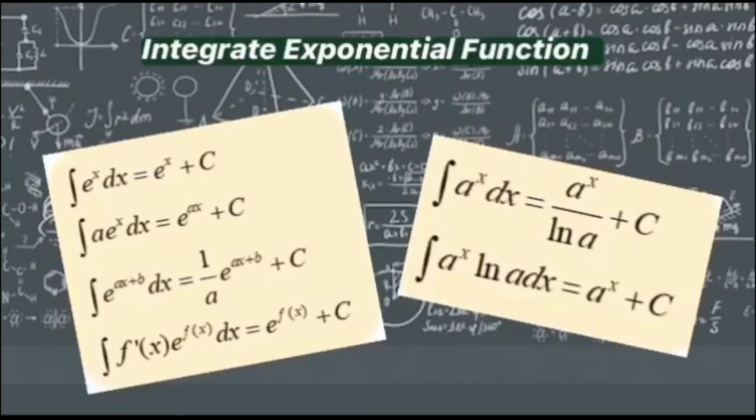Let's take a look at the next one. The next one is integral a to the power of x with respect to x equals a to the power of x divided by ln a plus c. The second one is integral a to the power of x ln a dx will become a to the power of x plus c. So let's take a look at our question.